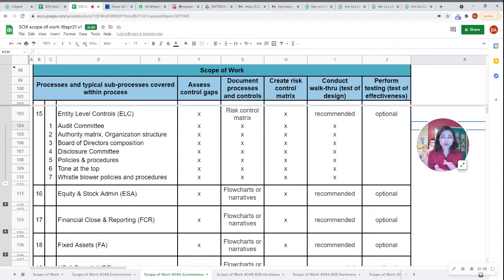The entity level control process is also very important because many of these tone at the top items are required in your COSO 2013 framework, and there's a separate video on the COSO 2013. Next is going to be board of directors and all corporate governance around board of directors. That's your board of directors charter, the nomination and governance committee charters, and the audit committee charters, which set out what each of the committees is responsible for, and what oversight they have over management, over the CEO and senior management strategy.